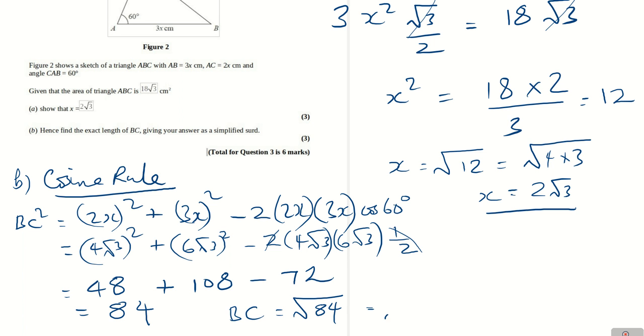Now 84 is the same as 4 times 21. Root 4 is 2, so the final answer is 2 root 21.